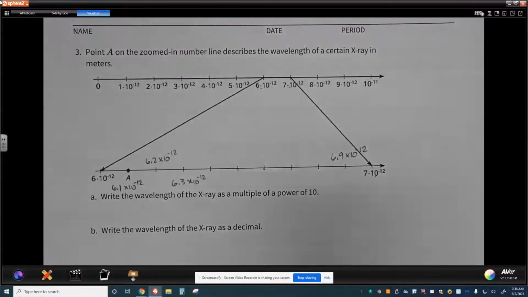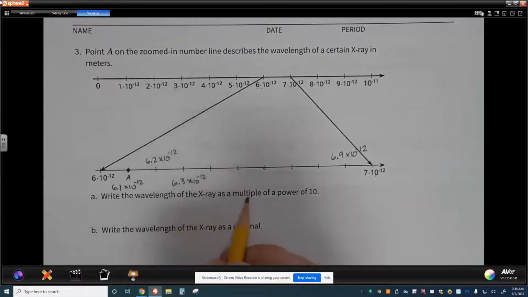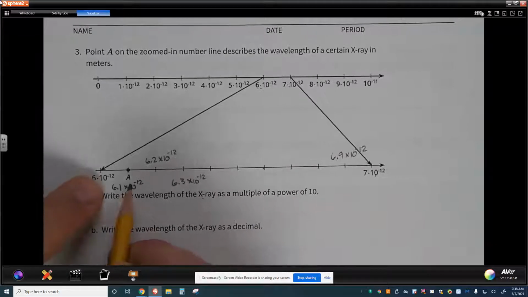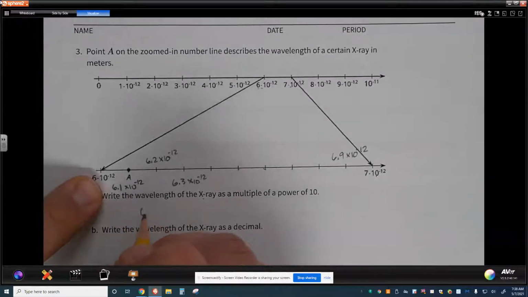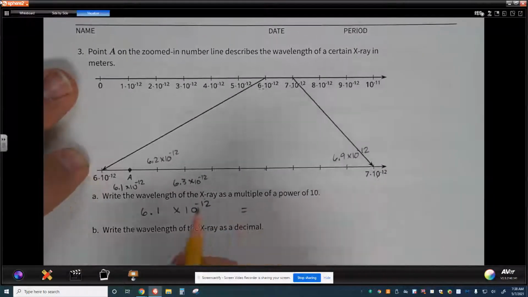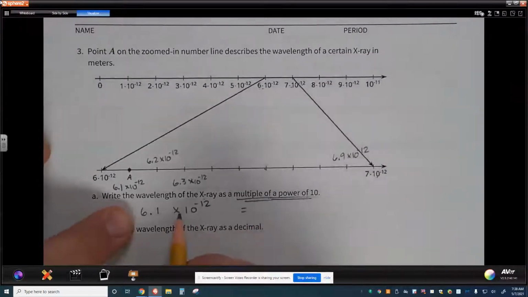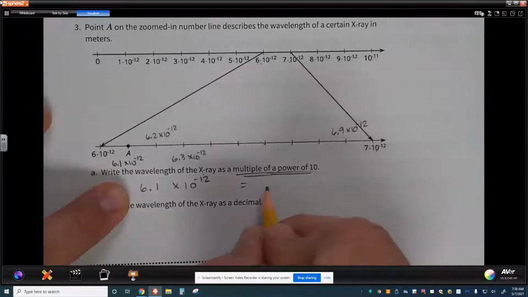So hopefully that makes sense how I got it to there. When I write the wavelength of the X-ray as a multiple of a power of 10, I look right here at A. I see this as 6.1 times 10 to the negative 12th power. And just for the piece of this, this is exactly what I want to see, a multiple of a power of 10. This is what that number would look like in standard form.